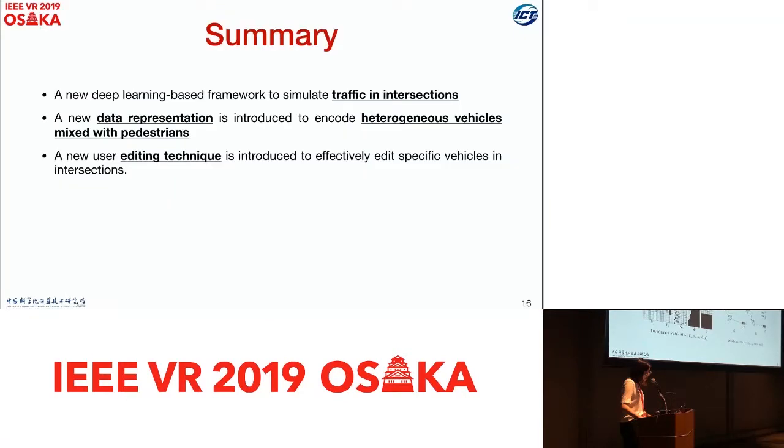In conclusion, in our work, we propose a novel deep learning-based framework to simulate intersectional traffic. A new data representation tailored for deep learning is introduced to encode the heterogeneous vehicles mixed with pedestrians in intersections. And we introduce a new user editing technique to effectively edit the specific vehicles in intersections.